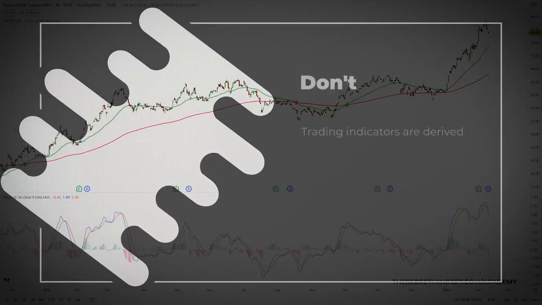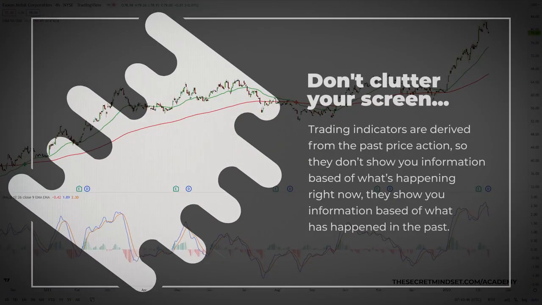The same is true when trading with indicators. If you apply 10 oscillators and 10 moving averages to a chart, you can quickly clutter up your screen. Remember that trading indicators are derived from the past price action, so they don't show you information based on what's happening right now. They show you information based off what's happened in the past.